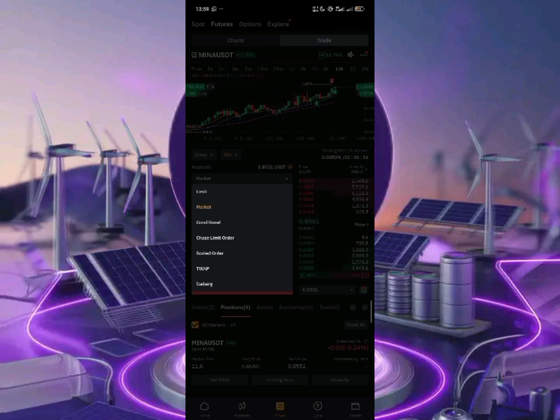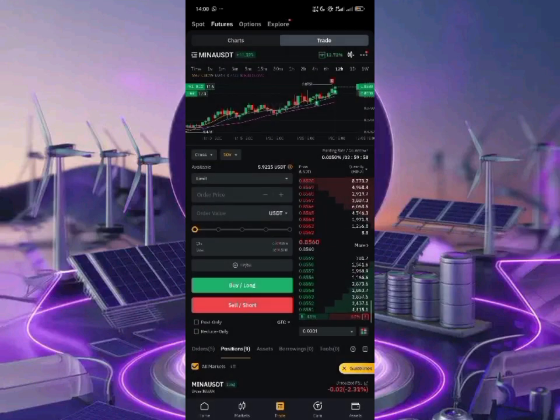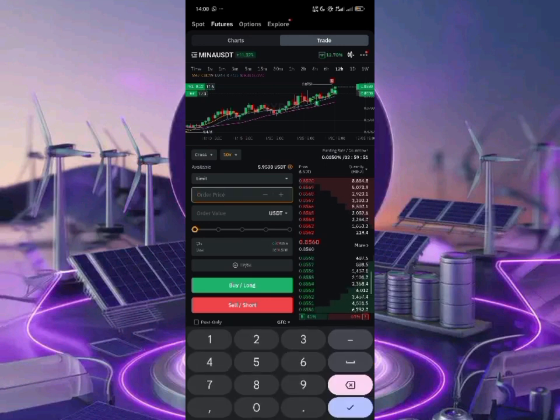Now look at, you have limits. Limit simply means I'll give you the market order price, and you are the one to fill in this market order price. Then you now fill in the value of the USDT you want to use. Since we are using $1, 1 times 10, that's 10.